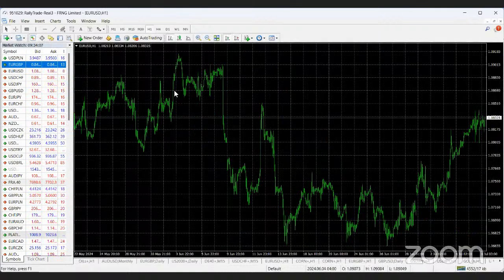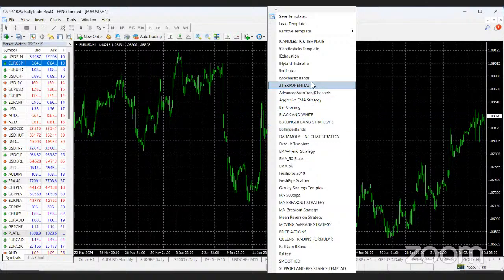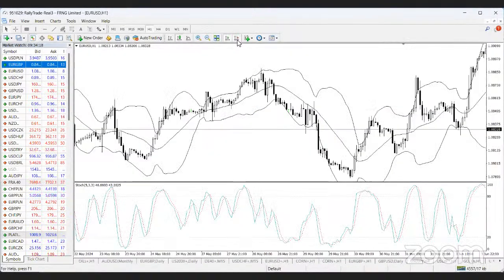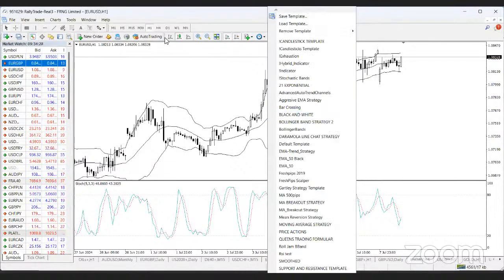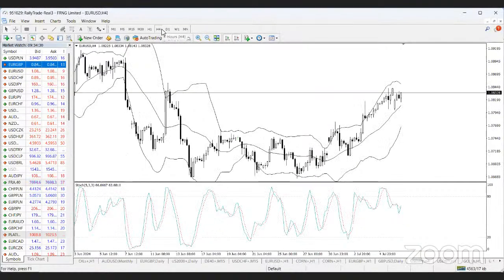Euro USD has been kind of unpredictable in the last few trading days. Let me look at this one and see what we can do. This one is not saying buy and it's not saying sell as of this moment. With this indicator, let me switch to H4 first. It's still not saying buy, and it's not saying sell.